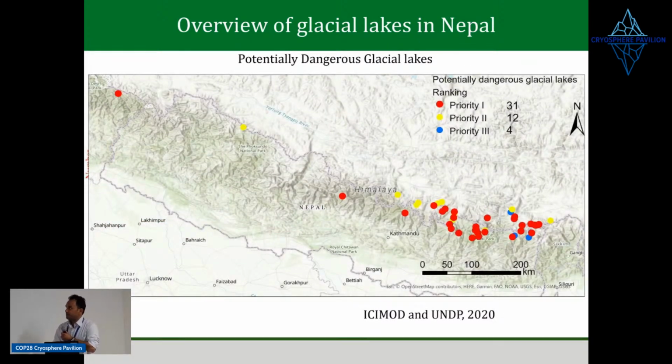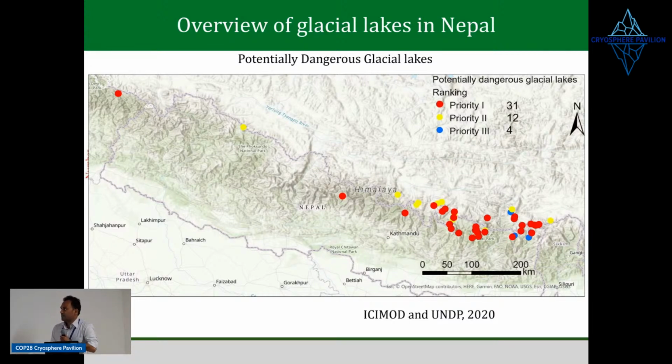If you see the potentially dangerous glacial lakes, they are already categorized by analyzing the different triggering factors. In the case of the Nepal Himalaya, we have 47 glacial lakes categorized as potentially hazardous. They might burst out due to some instability factors in the Himalayan regions.